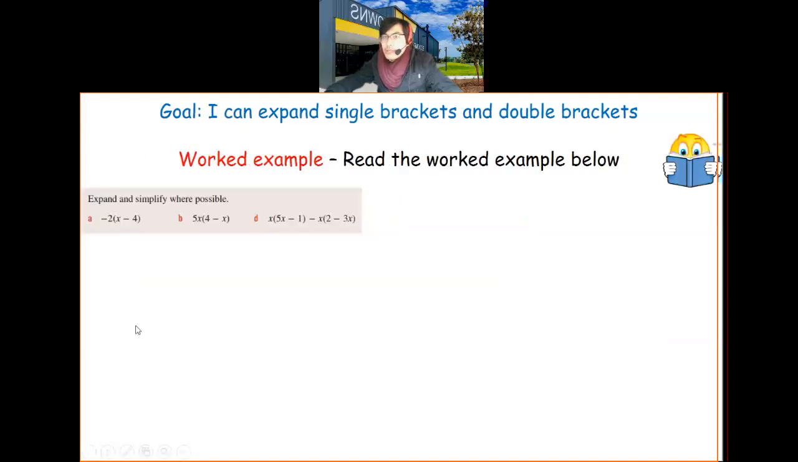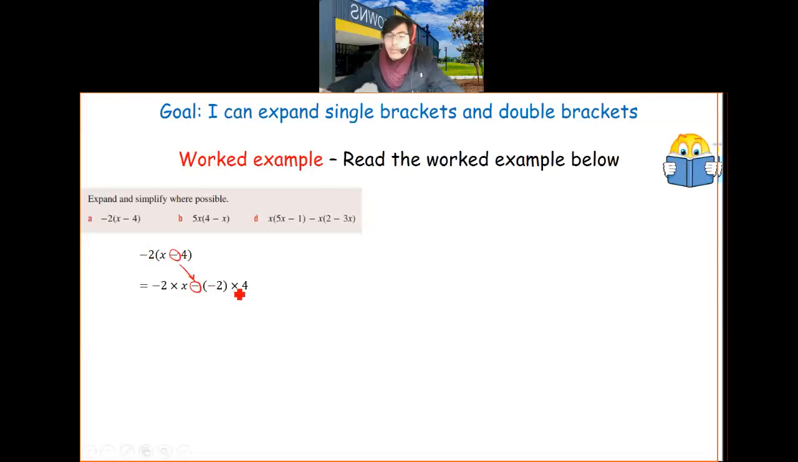Now let's try some examples here. So we've got -2 multiplied by brackets x minus 4. Multiply the outside number by each of the things that's inside. So -2 here multiplied by x, then bring the minus sign. This minus sign comes from here, so bring it down, minus -2, because this negative stays with the 2, so -2 times 4.